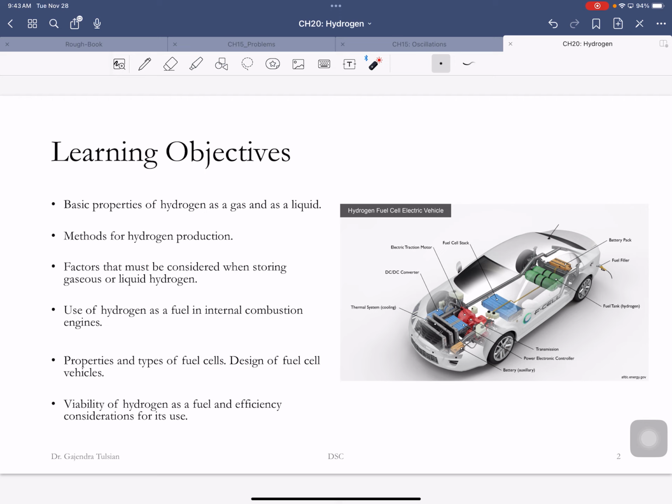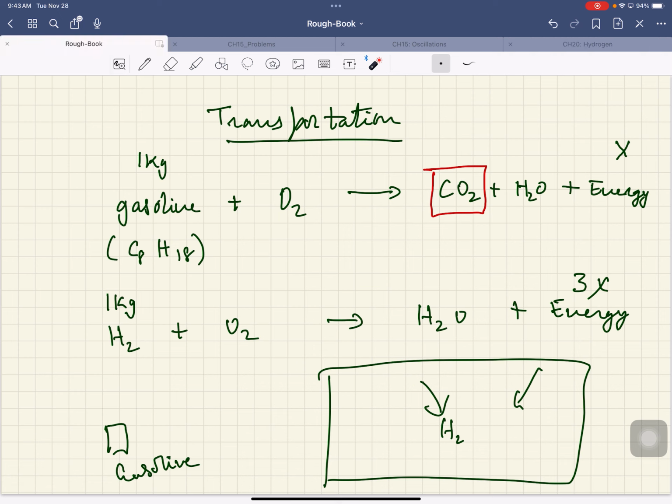And so you can use that in transportation. Once you produce electricity, you can have an electric motor like Tesla and run the car. And what comes out of your tailpipe? Water vapor. Water vapor and no carbon dioxide. So this would be great. All right, so that's transportation.